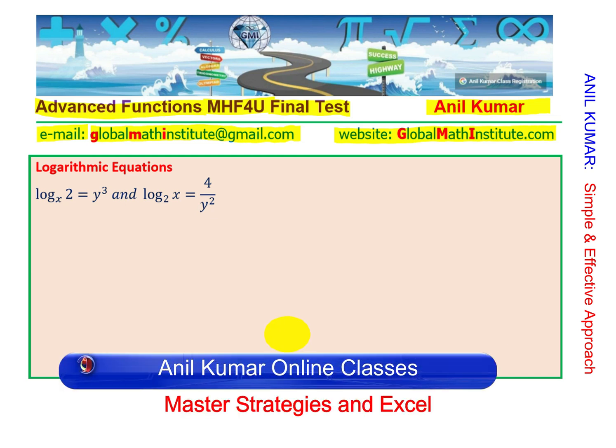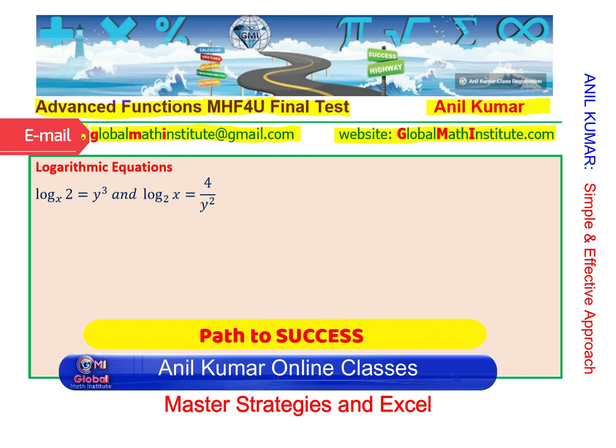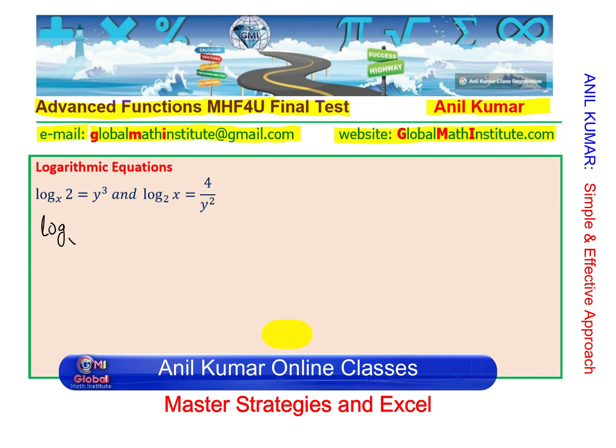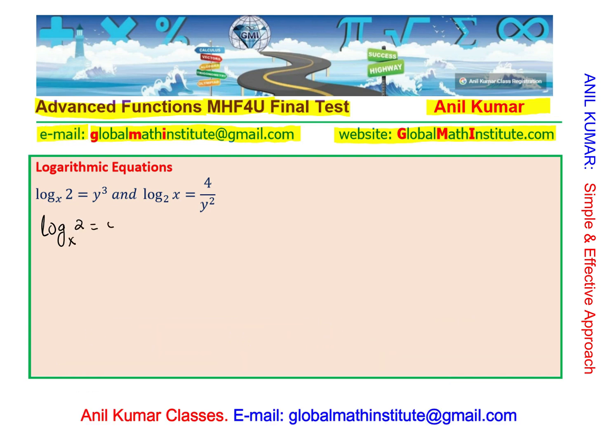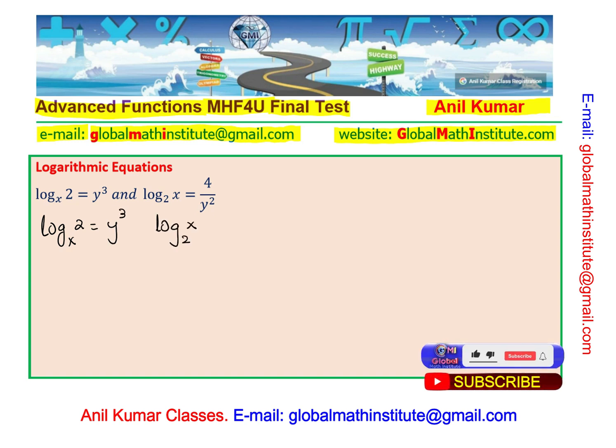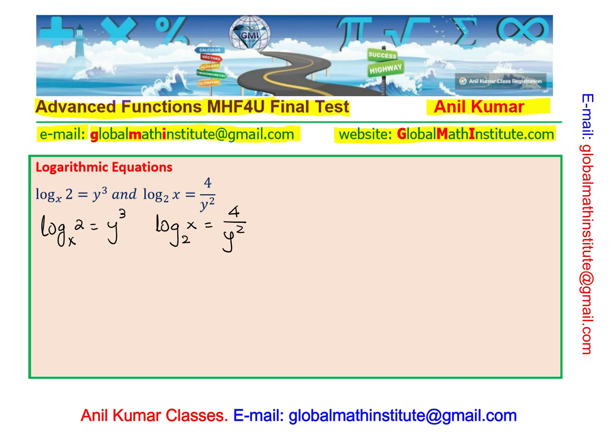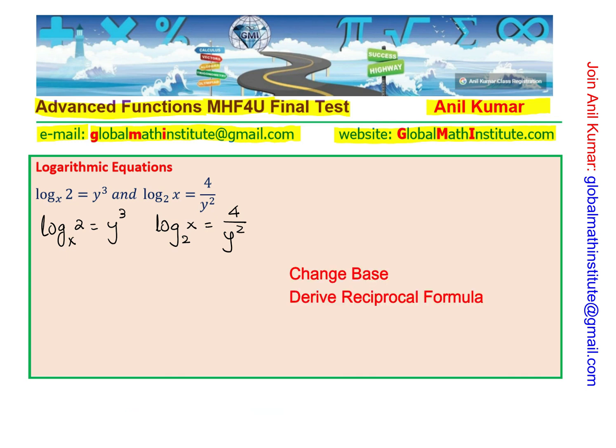Now let's see, how do we solve this? We are given log to the base x of 2 is y cubed, and also log to the base 2 of x is 4 over y squared. So we need to change the base so that they have the same base. So you have a choice. You could make log to the base x as log to the base 2. So let's do that. Let's work on the first equation.